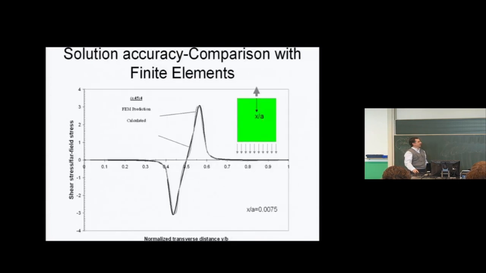So let's see what they look like. This one is the shear stress, hopefully. Yeah, this is the shear stress, again divided by the far field stress. And it's plotted as a function of y over b. So we are going from left to right. And it's done at x over a equals 0.0075. So we are not exactly at the top edge, but very close to it.